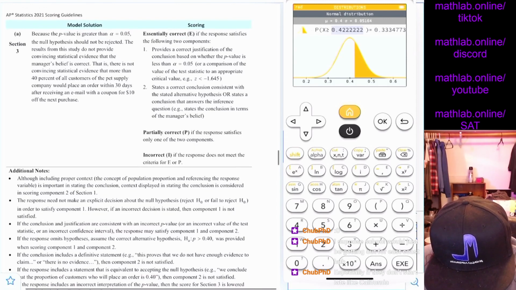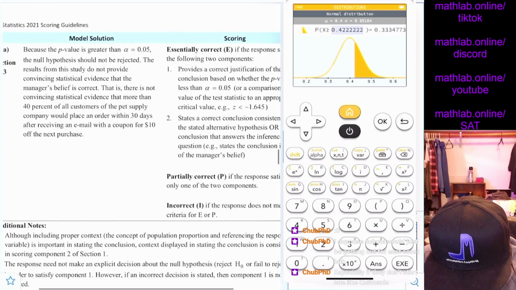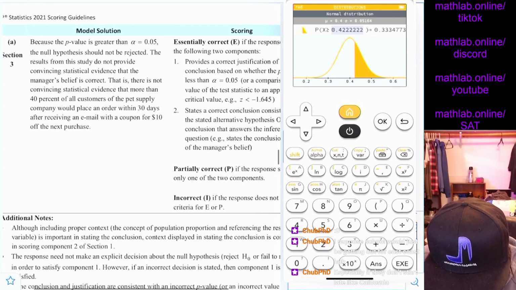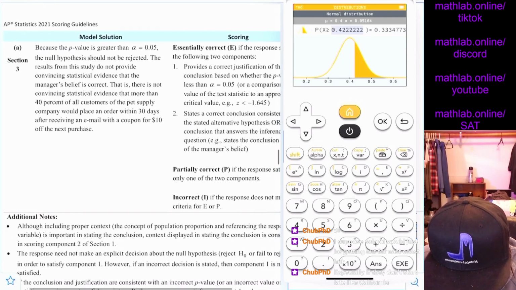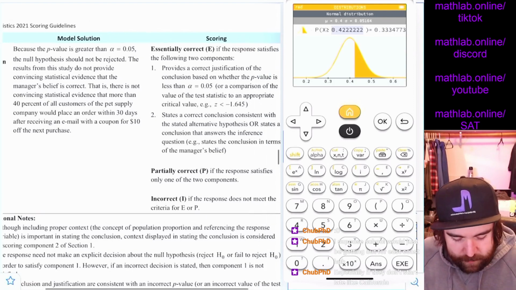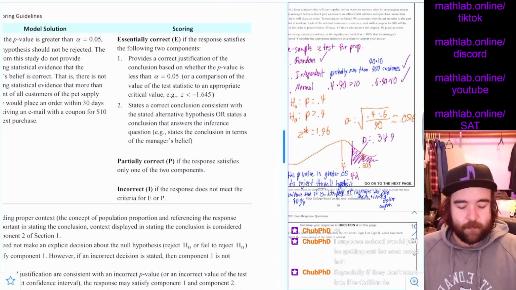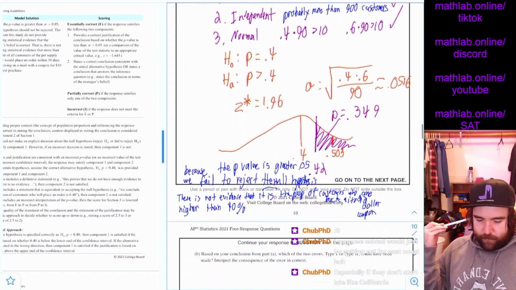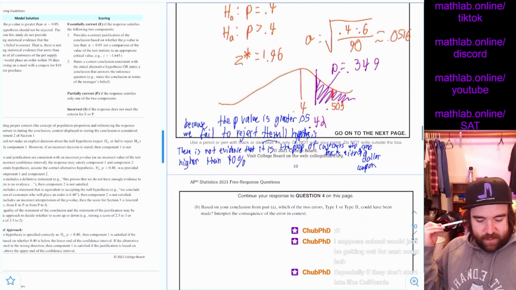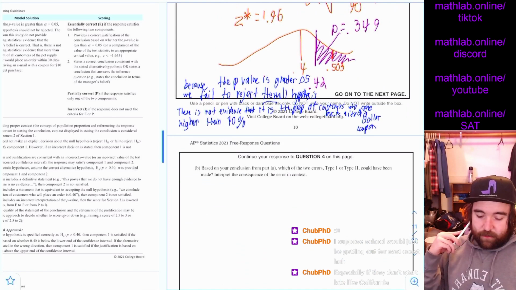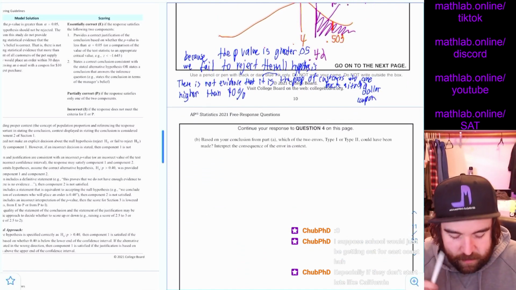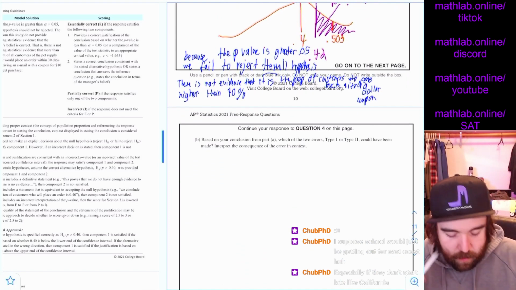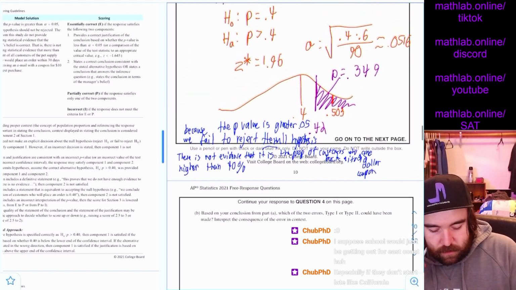So then provides correct justification of the conclusion. Because the p-value is greater than 0.05, the null hypothesis should not be rejected. The results from this study do not provide convincing evidence of this manager's belief. That is, therefore, there is not convincing evidence of more than 40%. Yeah, I definitely said everything with that. So there were rounding errors, but I still got all the numbers right. The decimals just made a big difference. I didn't calculate the z-score, but I really don't think I needed to. Oh, wow, and now there's part B.